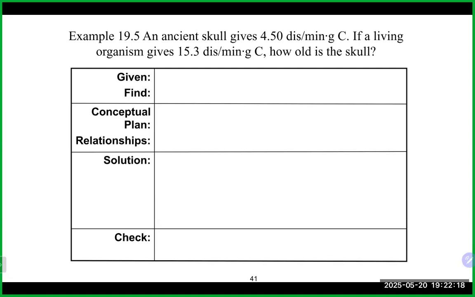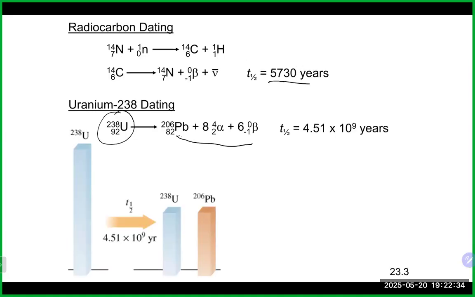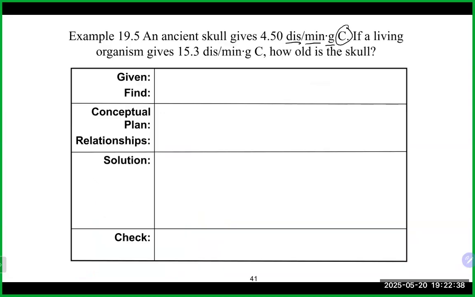So an ancient skull gives a reading of 4.5. That's disintegrations per minute per gram of carbon, so that's not Celsius in this case. The per gram of carbon is important because it tells us we want to use the half-life of carbon-14 when we're using our equation.